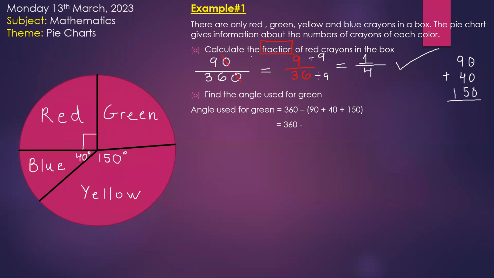All right, let's add them. 90 plus 40 plus 150 is going to be what? Okay, 90 plus 40. Add the zeros. It's going to be 0. 9 plus 4 is what? 13. 13 plus 5 is what? 18. Put the 8 down, put the 1 up. 1 plus 1 is? 2. Very good. So it's 280.